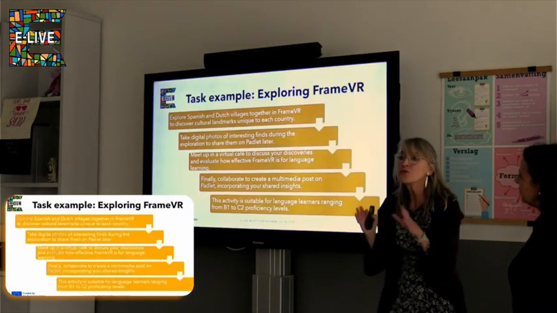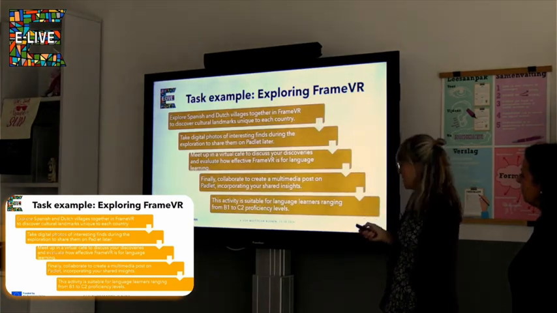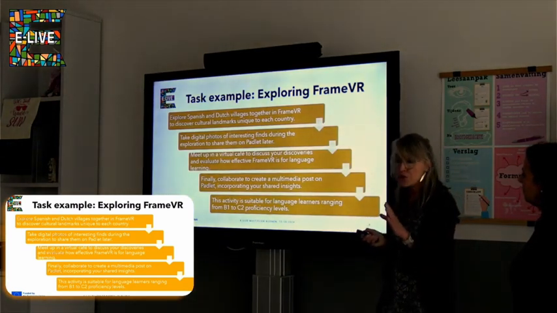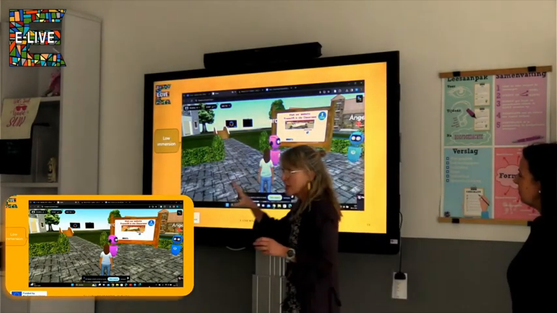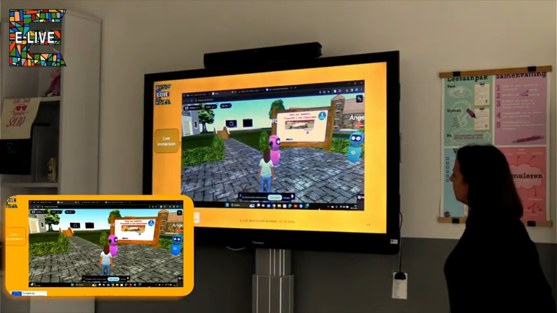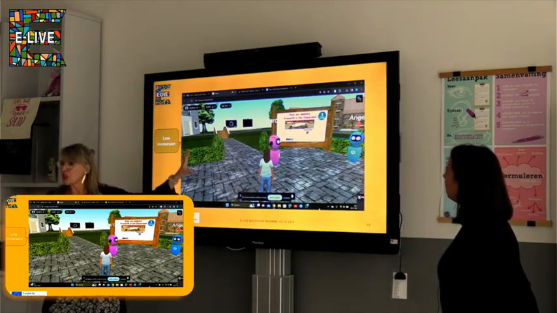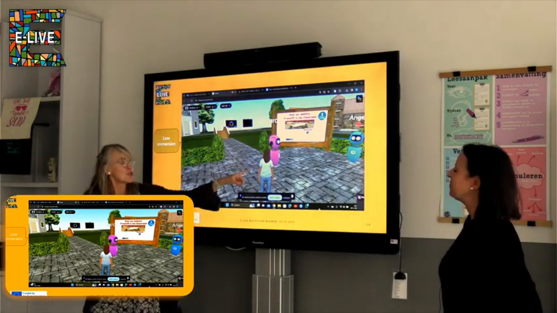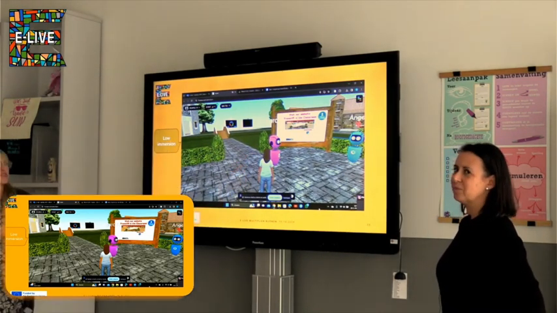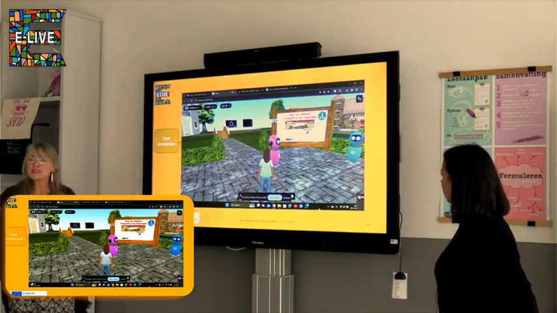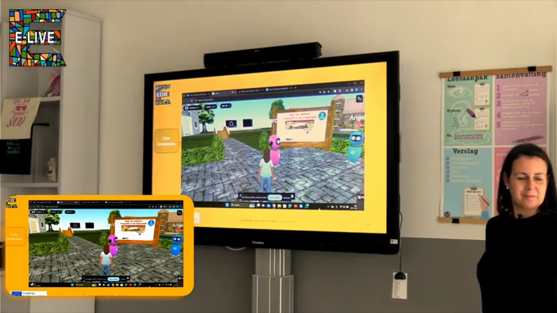And let's go to see some examples, focusing on the Exploring FrameVR task. The first example we are going to show you is about low immersion. So they are sitting behind the computer and they are communicating with one another. They are in the Netherlands, in Bubblegum, and the Dutch student is taking the Valencian student around. And let's see what happens. It is a short video clip, and look at the movements of the avatars.